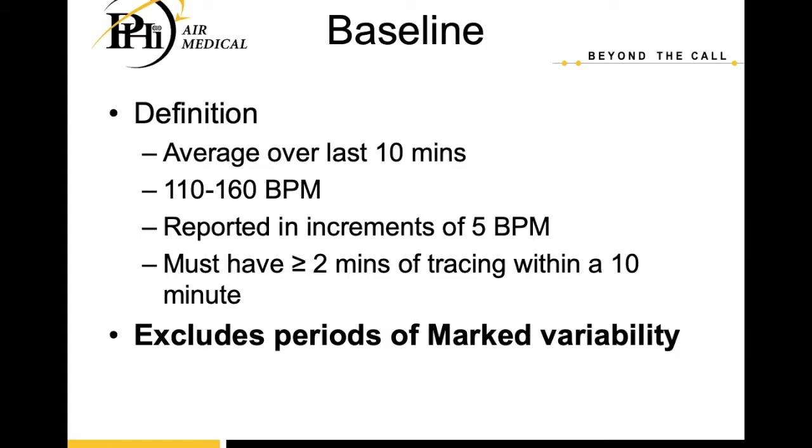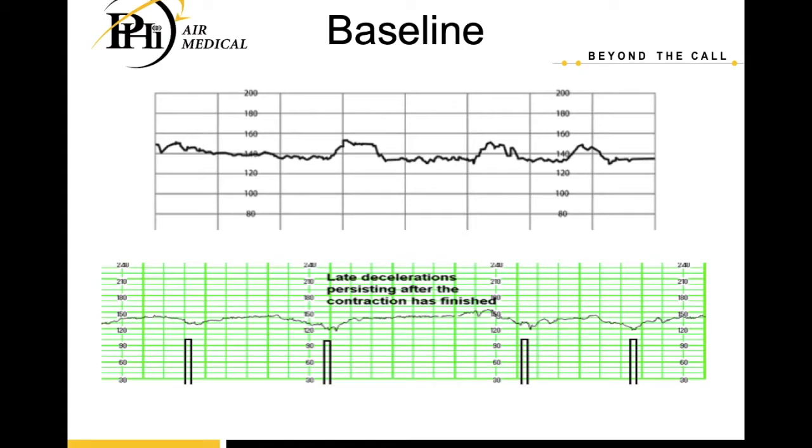So if you're seeing huge swings from 90 beats per minute up to 160 beats per minute because of either a poor tracing or a lot of artifact, or maybe just an incredible amount of marked variability due to the EFM picking up baby and mom periodically, then any periods of marked variability like that are going to be excluded from your findings. So right here on the top one, we can see a pretty consistent baseline other than those little accelerations that we're seeing.